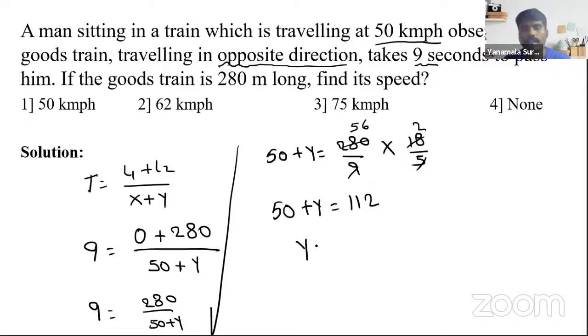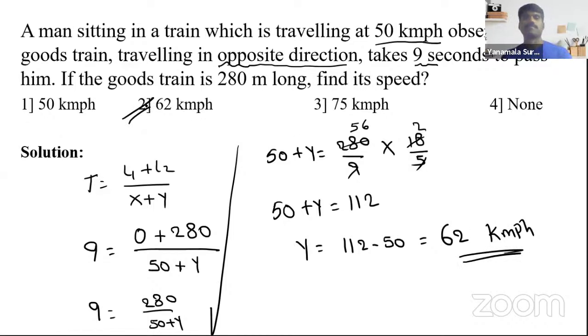Now y equal to 112 minus 50, which is equal to 62 kilometers per hour. So this is how we need to solve the problem. Simple, somewhat tricky. Next problem.